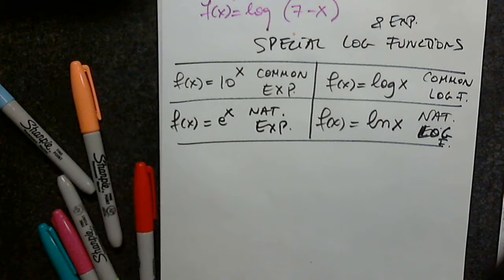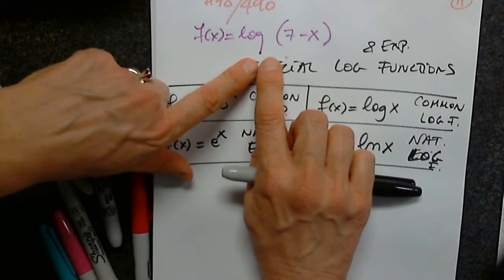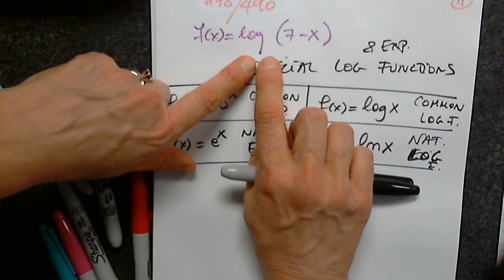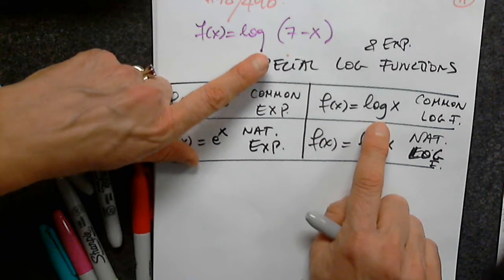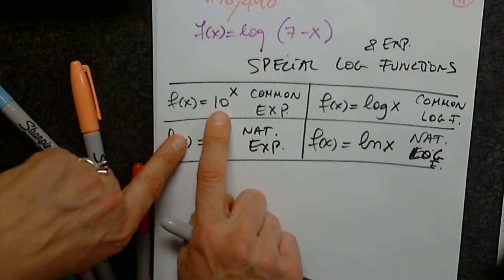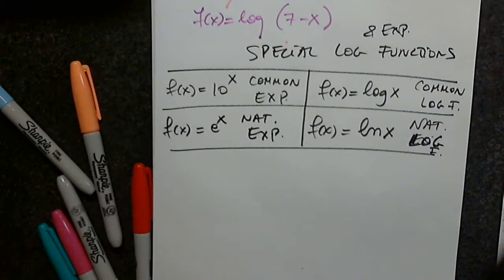Very good. So now we're coming back to our problem. Tim already noticed, and thank you, Tim. He said no base. He's right. It's no base because it means common log, and it means what base? 10. We're asked to find the domain of this function.